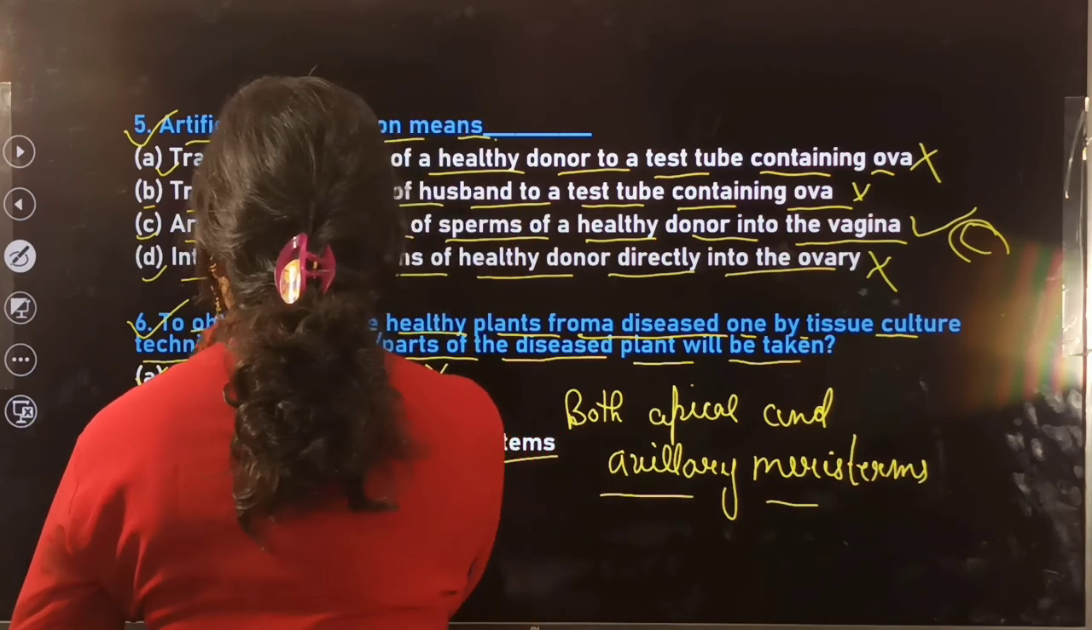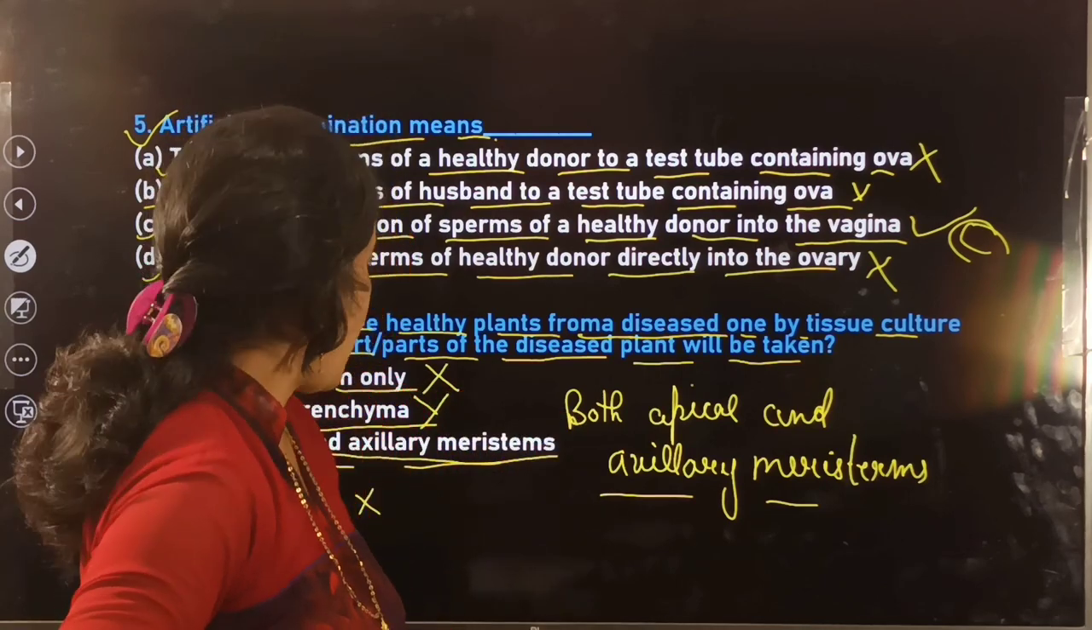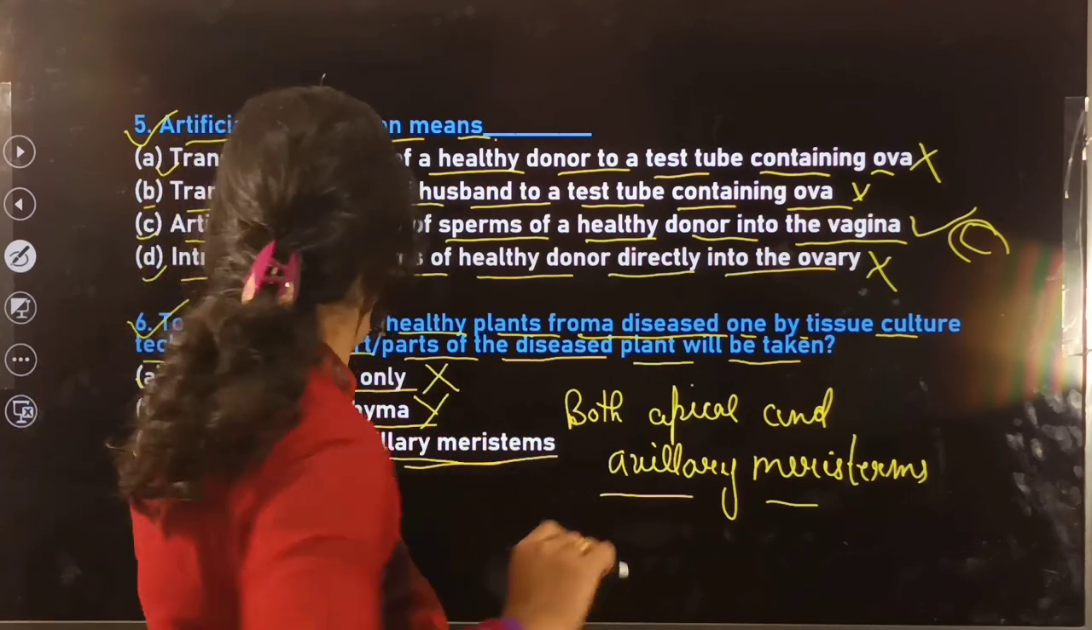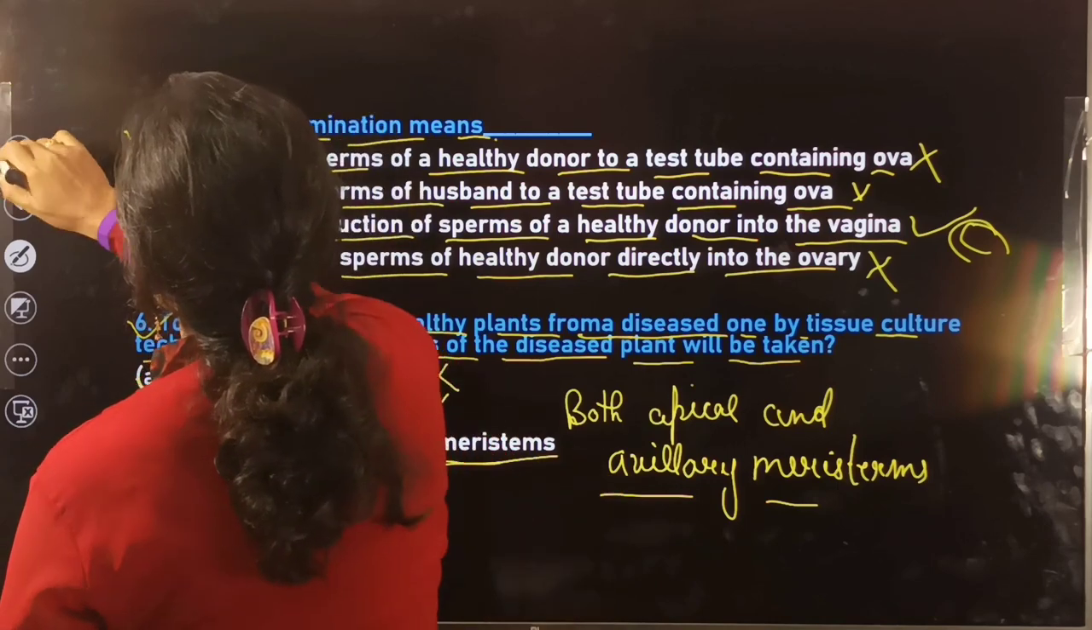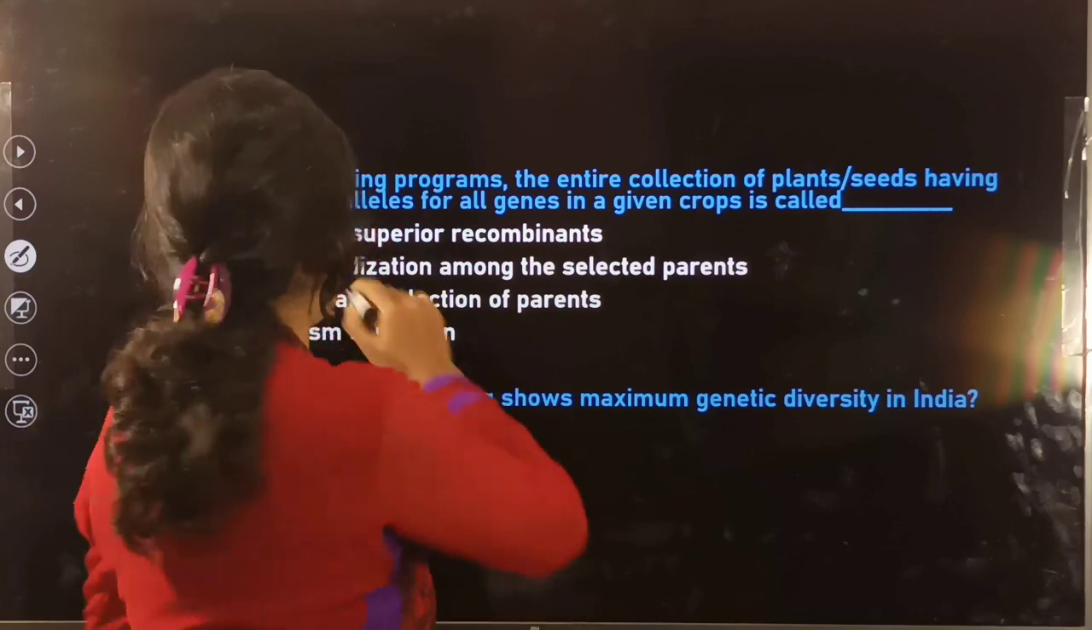So here option C is the right answer. That is both apical and axillary meristems. So here option C is the right answer for question number 6. Now shift to question number 7.